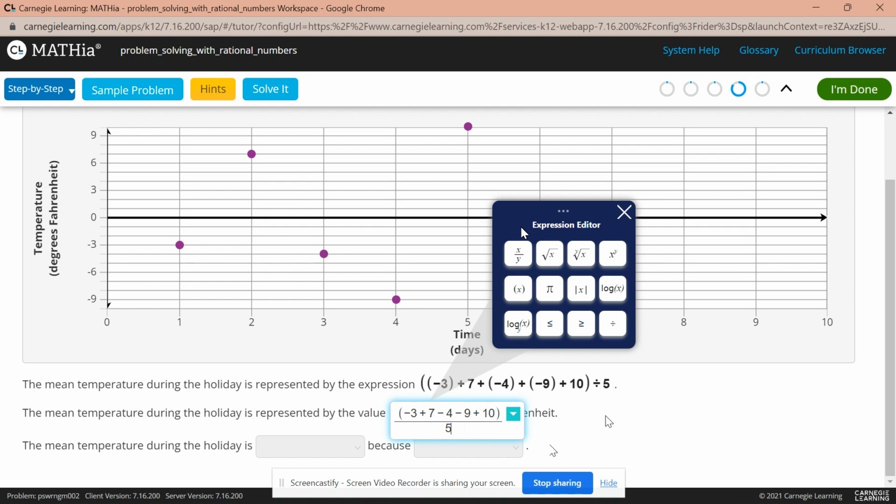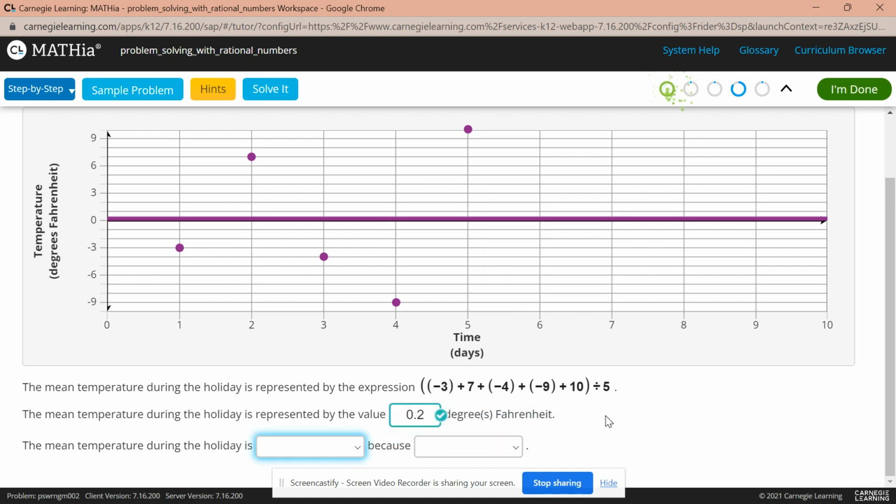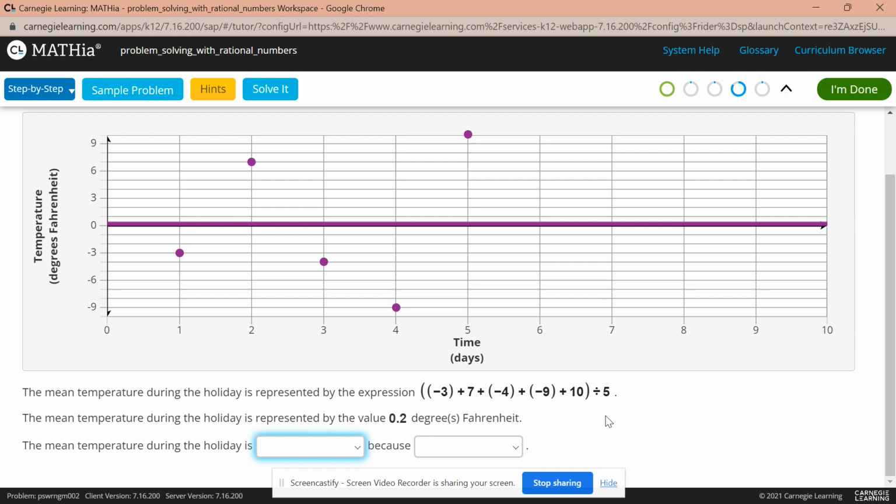All right, so if you need to pause, pause. And then I should be able to press enter and it gives me my answer. So it's very important that you know how to do these things instead of writing down wrong answers throughout the thing if you get a little confused, okay? The mean temperature during the holiday, is this value going to be negative or positive? Positive. How do I know that?